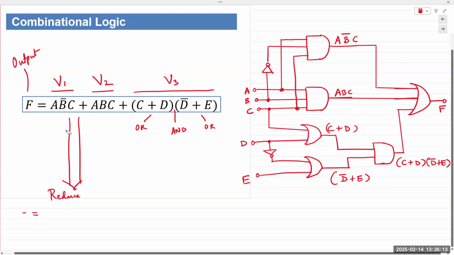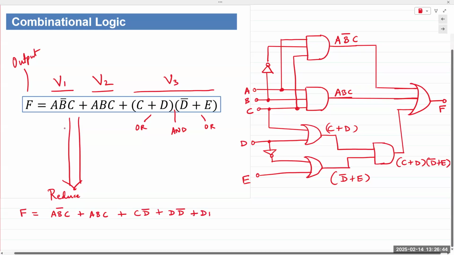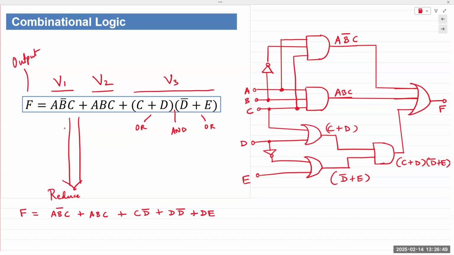So F is equal to ABC plus AB naught C plus ABC plus C plus D and D naught plus E. So first thing I'm going to do is expand the last two quantities, which is V3. So we get C D naught plus C E plus D D naught plus D E.